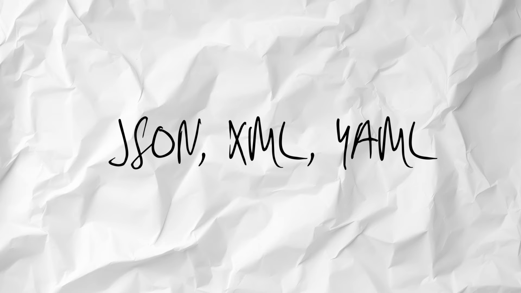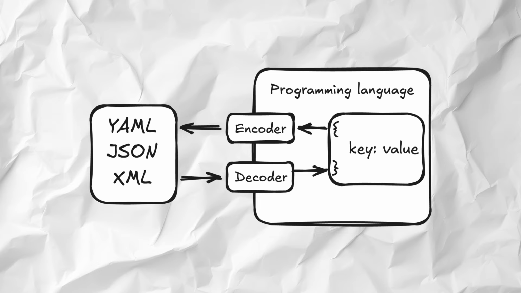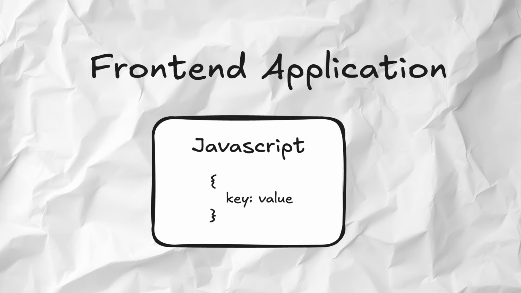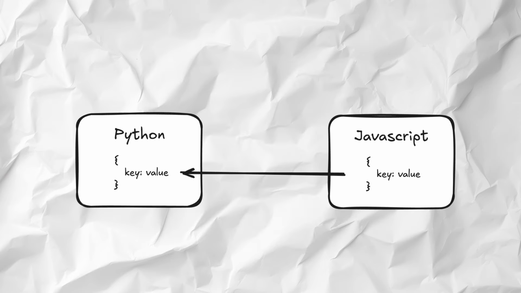Programming languages typically include their own encoders and decoders for the serialization formats, allowing seamless data exchange between programs written in different languages. Here is an example. Suppose we have a front-end application written in JavaScript, which uses a data structure called objects, and it needs to send data to a server written in Python, which uses a data structure called dictionaries. These data structures are different, so Python will not understand JavaScript objects, and vice versa.